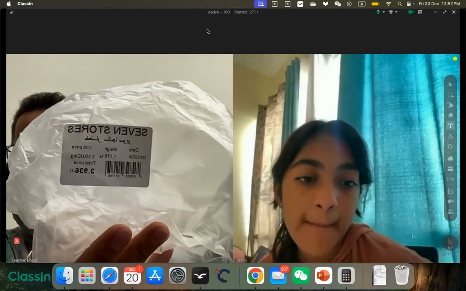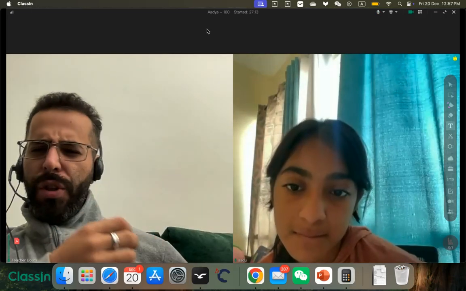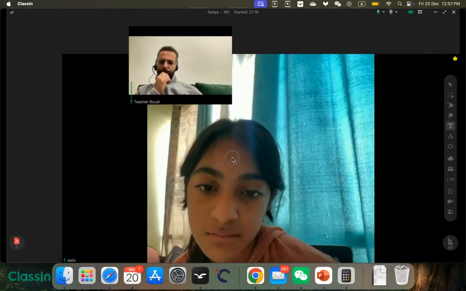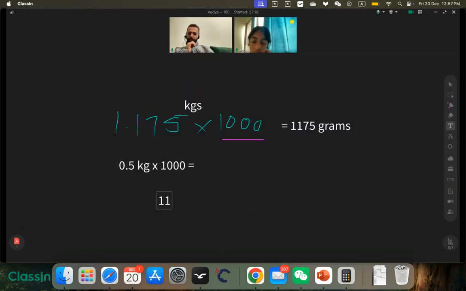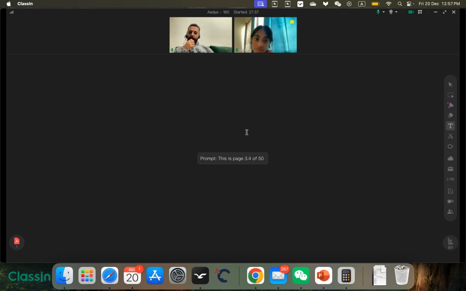How does 1.175 kilograms of mango turn into what was the number that you gave me earlier? 1175000. You gave me 1,175,000 kilograms of mangoes. No, this is grams. Let's go back to conversions. 1 kg is equals to how many grams? 100. No, it's 1,000 grams. Write it down, please.